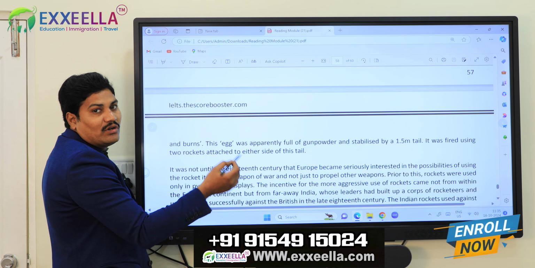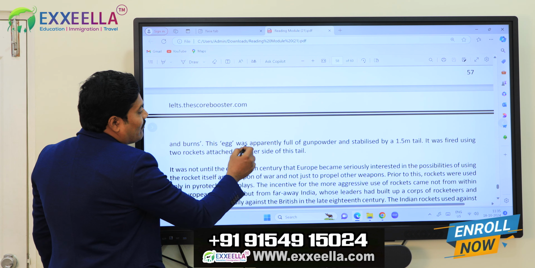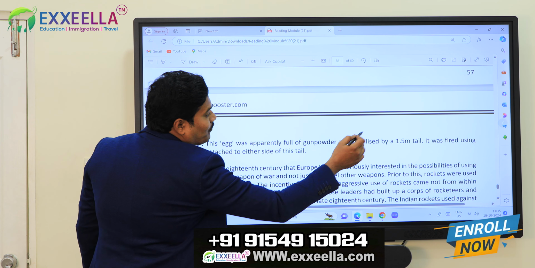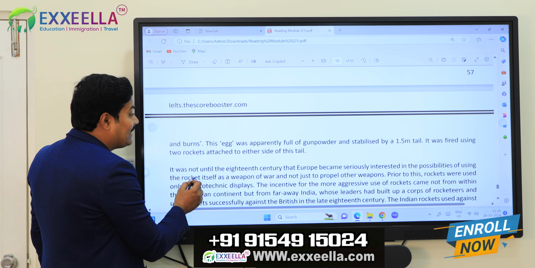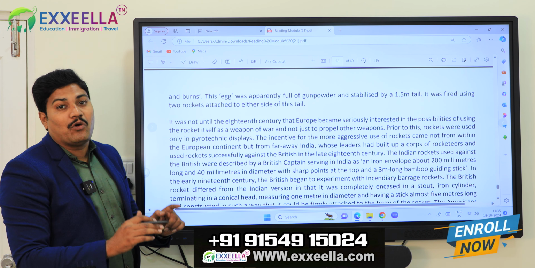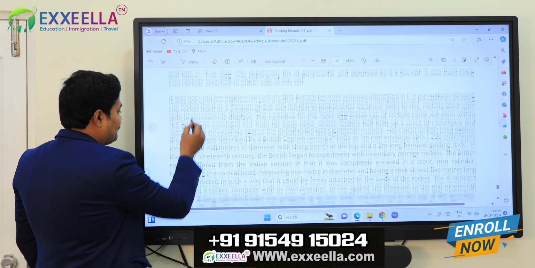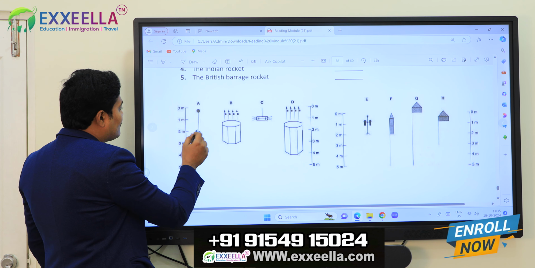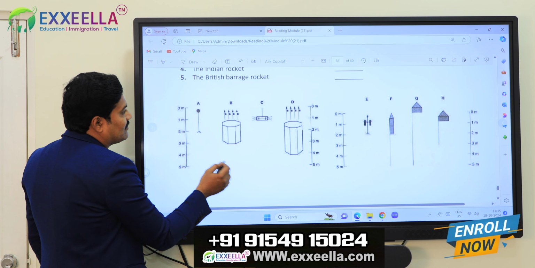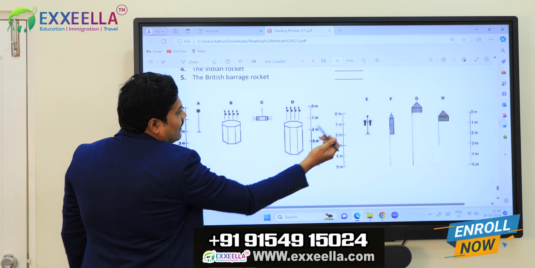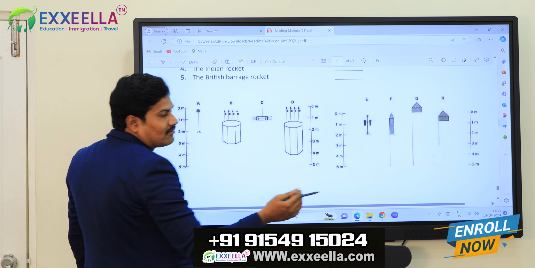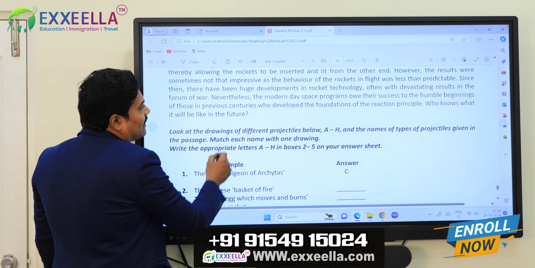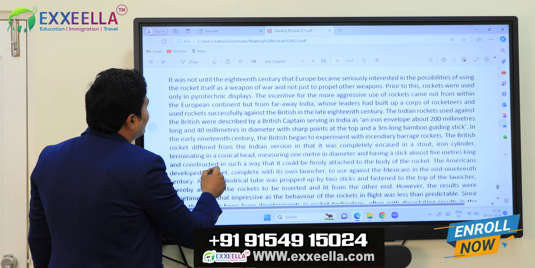Now let's find out more details about this information. This egg was apparently full of gunpowder and stabilized by a 1.5 meter tail. Let's find out which one has a 1.5 meter tail. Option A is approximately 2 meters. We have E also, which I think is also closer to 2 meters, but let's find other details. We did not get clarity on whether it is A or E.